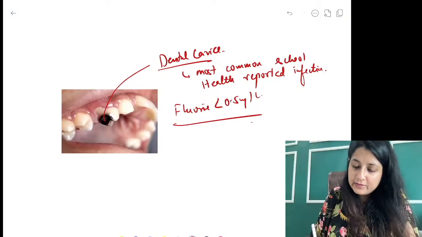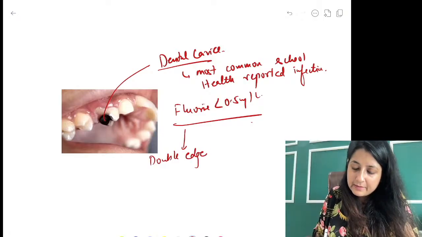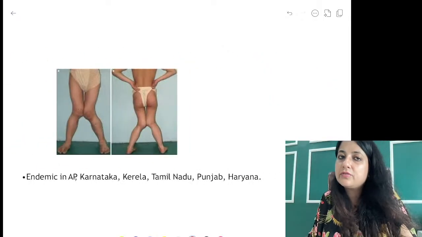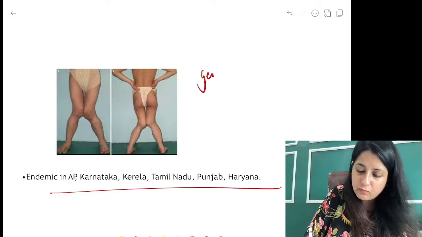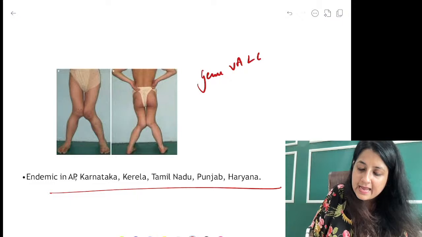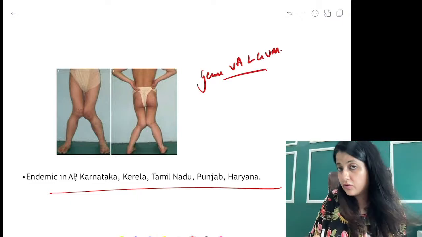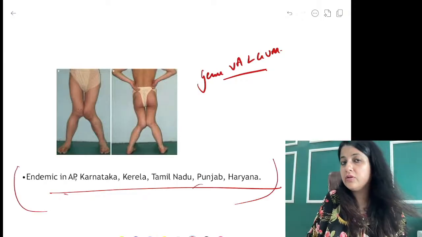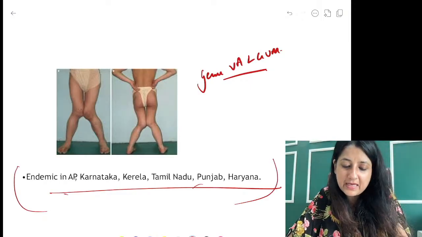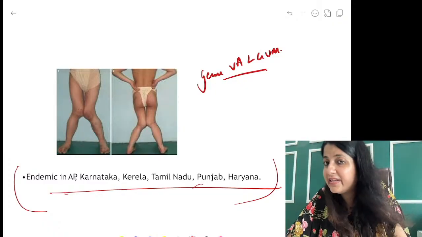So fluorine, you have to remember, is also known as a double-edged sword. Double-edged sword means the excess is a problem and the deficiency is also a problem. Like you can see over here, this is genu valgum, and these states could be mentioned. This is your crippling fluorosis. This problem is endemic in all these regions. They can write AP, Kerala, some such states. Pay attention, because they could be a hint in your questions.